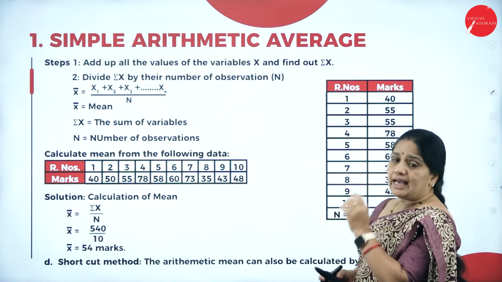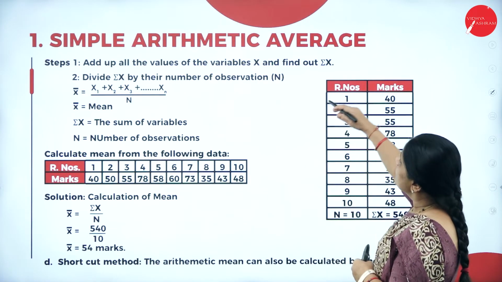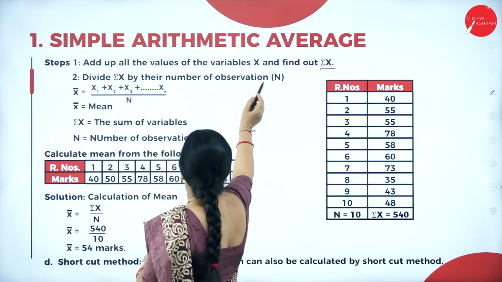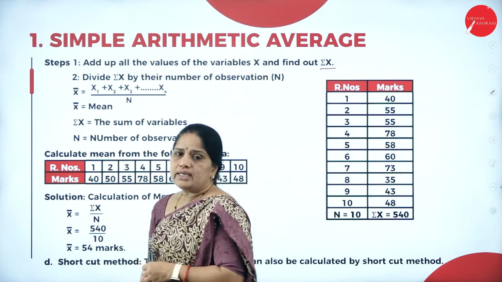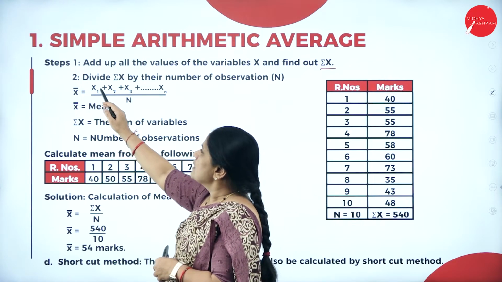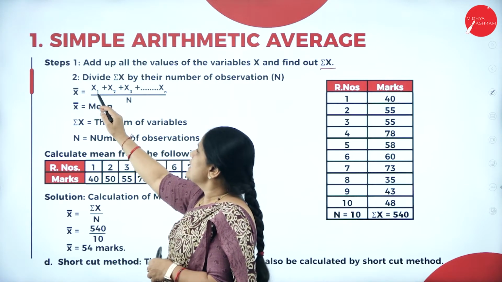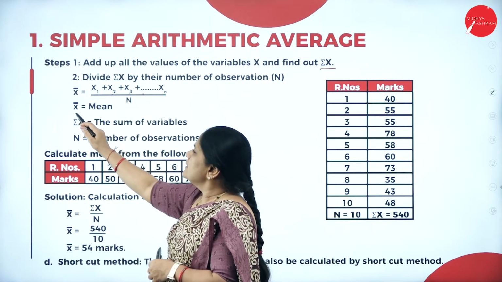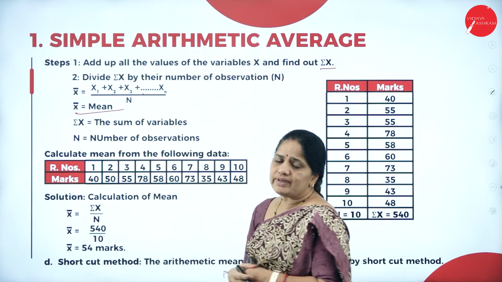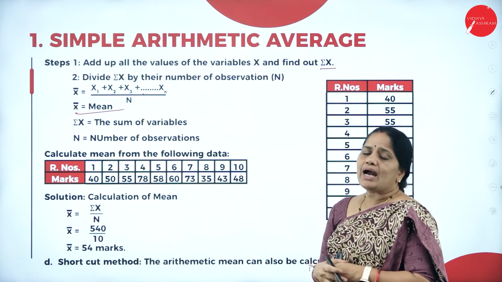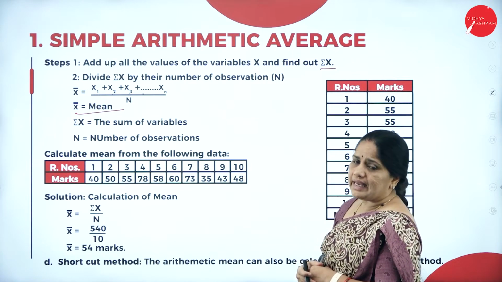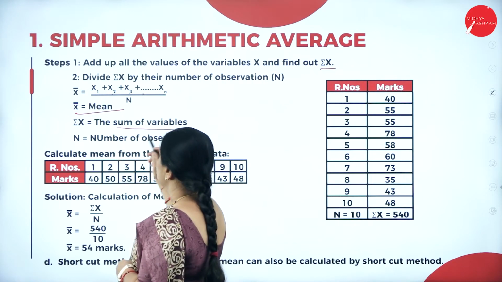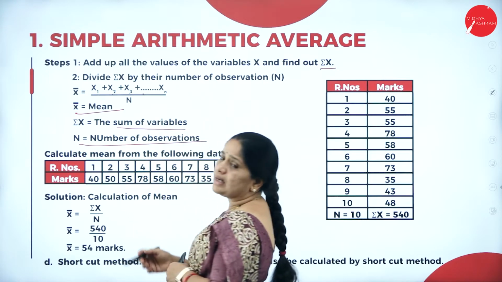Now, how do we calculate the mean? Add up all the values of variable x and find sigma x. Divide sigma x by the number of observations. So, mean equals, if I take the x values as x1, x2, x3, x4 up to xn, divided by n, I get the mean value. Whatever values are given in the data, you add up all the values and divide by n, and we get the mean value. Sigma x is the sum of variables, n is the number of observations.